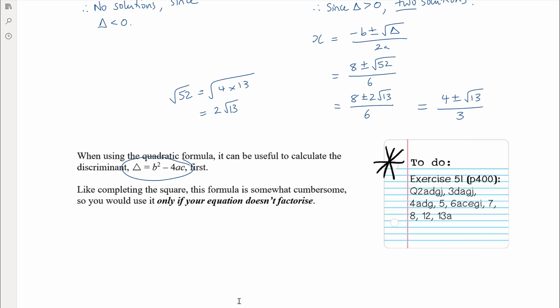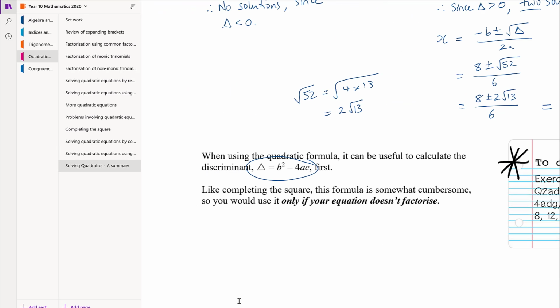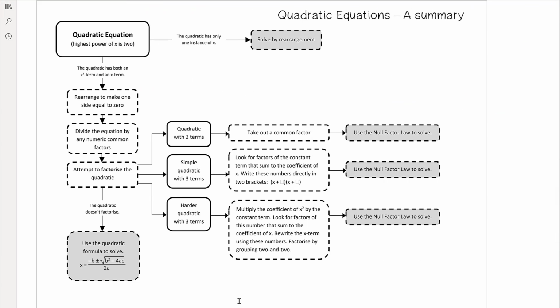Before I finish off this video, I'm just going to move across to one other page in this document. I want to include this sort of summary document of the process that needs to happen in your head when you're faced with a quadratic equation, okay?